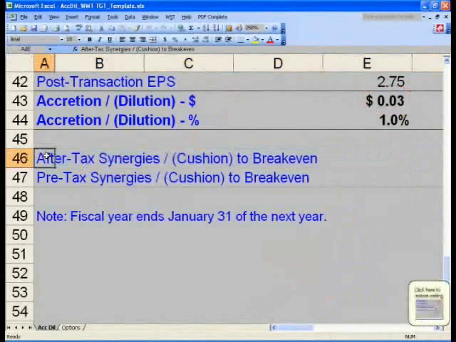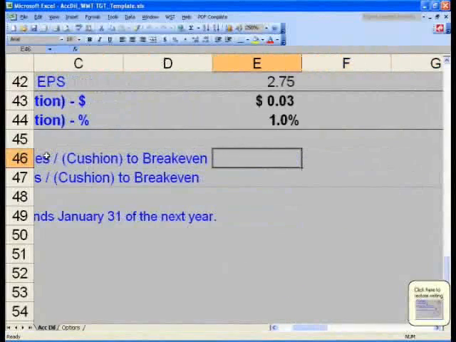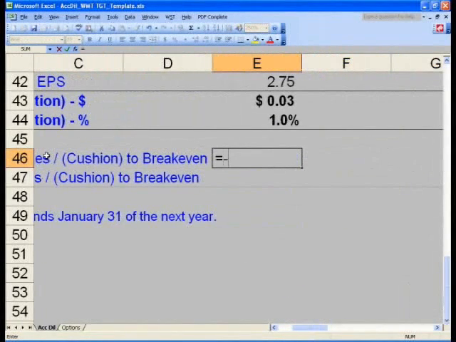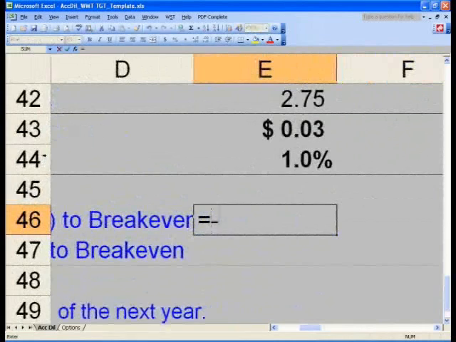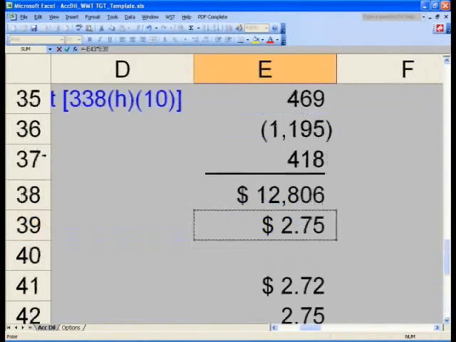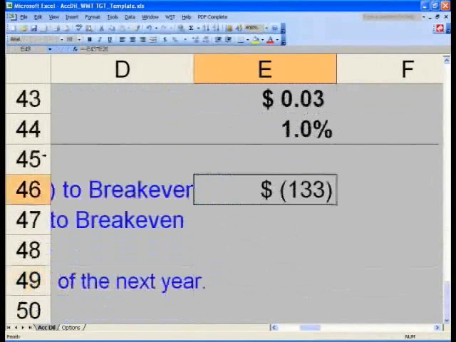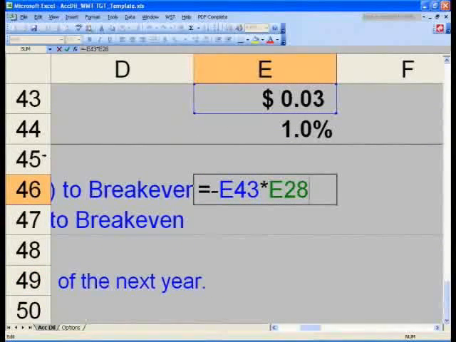So now, in cell E46, we will say equals negative 3 cents, E43, let me zoom this in for you, equals negative 3 cents, E43 multiplied by my shares outstanding, pro forma shares outstanding, E28. I have $133 of net income buffer after tax before I go to zero break even. That's a cushion.